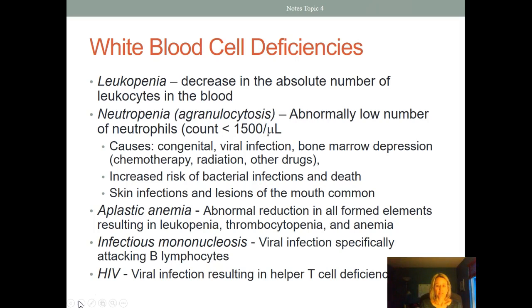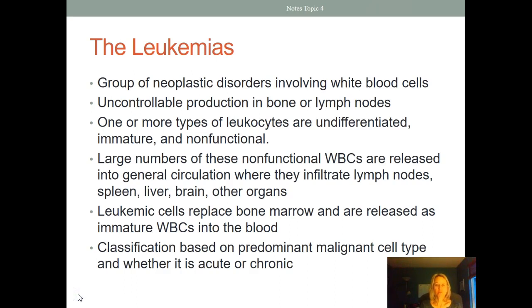White blood cell deficiencies can lead to skin infections, lesions of the mouth, but can also lead to severe bacterial infections and death. Aplastic anemia is an abnormal reduction in all the formed elements of the blood. So this is going to result in leukopenia, thrombocytopenia, and anemia. Infectious mononucleosis. This is a viral infection that specifically attacks B lymphocytes. And then HIV, as we talked about in Topic 3, is a viral infection that results in deficiency of helper T cells.